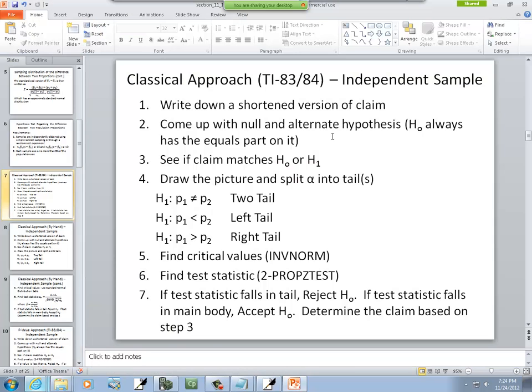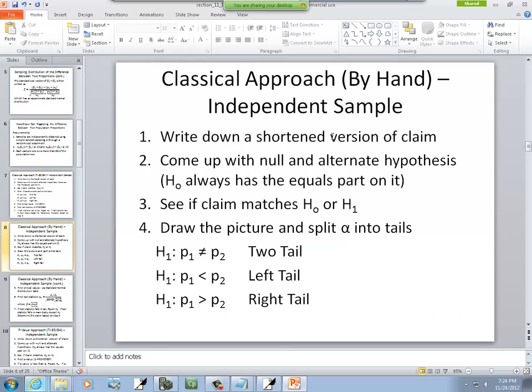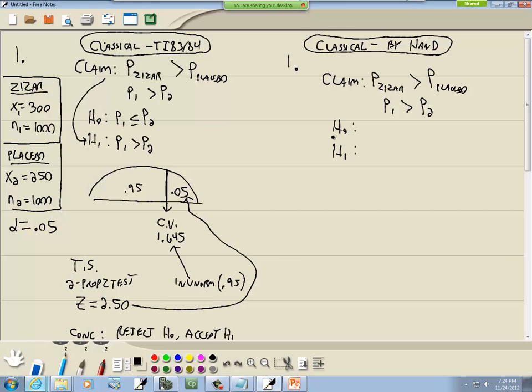Okay, classical by hand. Let me find that. Here it is. Okay, step 1, write down a shortened version of claim. Did that. Step 2, come up with a null and alternate hypothesis. That's the same as the previous one, so I won't go through those steps again. Draw a picture. It's a right tail. Split your alpha into your tails, so put the entire 5% in our tail since we only have one tail. And if that's 5%, this is 95%.